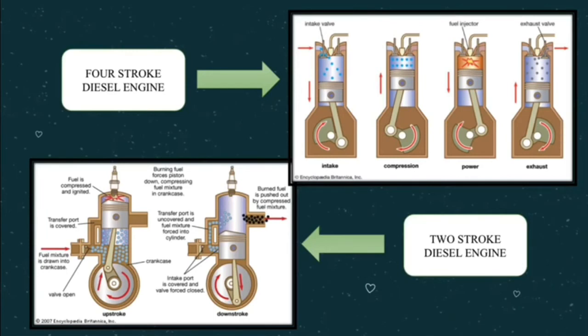01 DKM18F1044. This slide shows the figure for 2-stroke and 4-stroke diesel engine. 4-stroke has 4 parts. They are intake, compression, power and exhaust. Next, the two-stroke diesel engine has two parts. They are upstroke and downstroke.